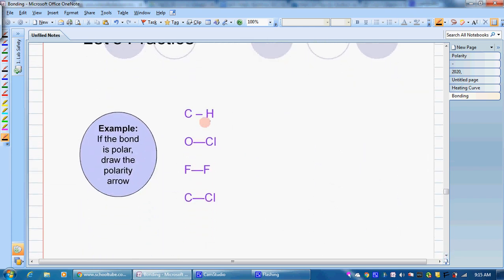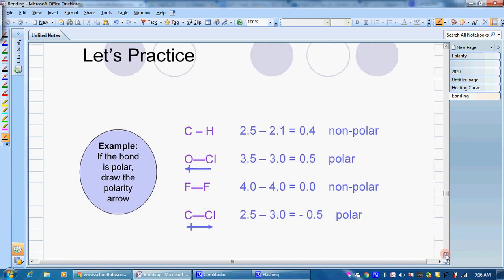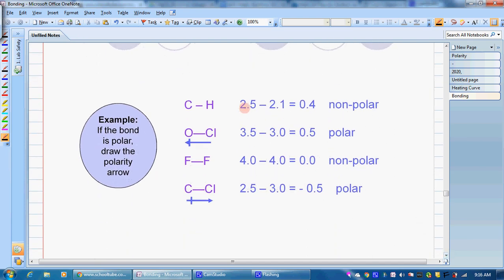Okay, so if we have carbon and hydrogen here, we've got oxygen and chlorine, and we've got fluorine and fluorine. So I'm just going to scroll right down here. We've got 2.5 minus 2.1. Difference is 0.4, so that's nonpolar. Here we've got 3.5 for oxygen and 3.0 for chlorine. So 0.5, so this is going to be polar.